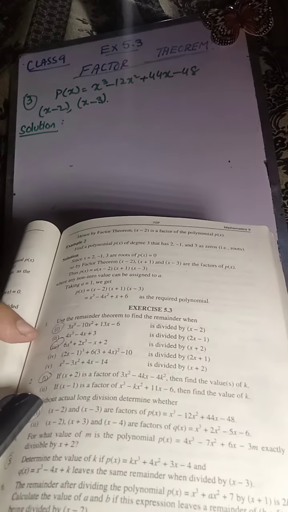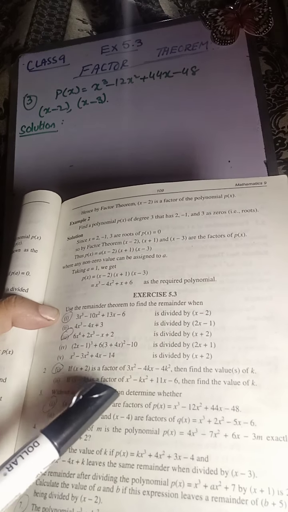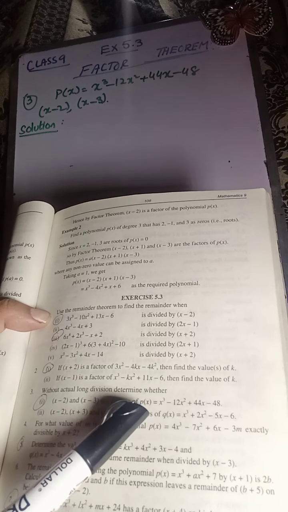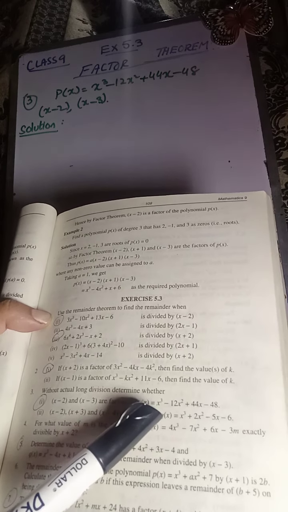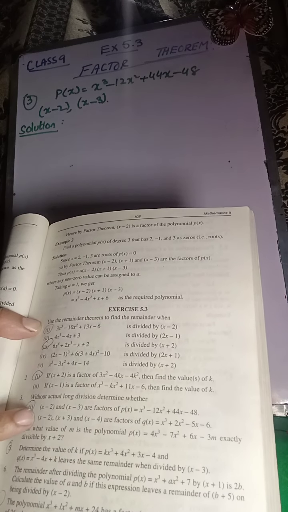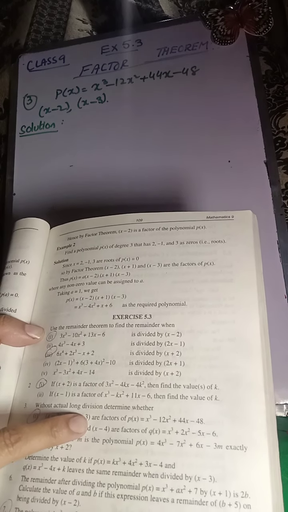Now in question number 3, the question is, without actual long division, determine whether x minus 2 and x minus 3 are factors of the polynomial p of x is equal to such and such. Okay, so we are given a polynomial and we have to find whether x minus 2 and x minus 3 are the factors of this polynomial or not.